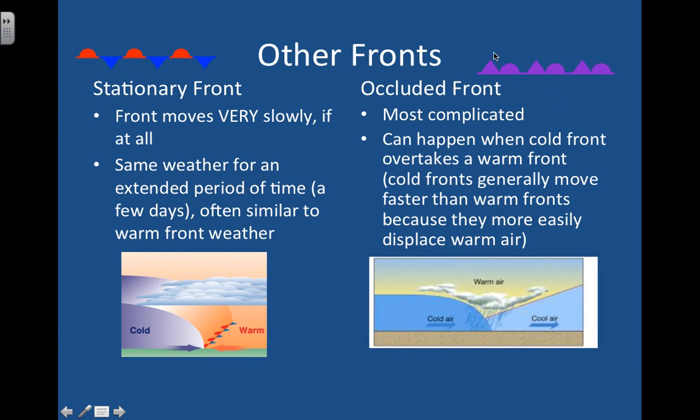The other type in purple, and we had one of those on our weather map, it's the most complicated type. And it can happen when a cold front overtakes a warm front, so the two fronts kind of crash into each other. It happens because cold fronts move faster than warm fronts, so if a cold front crashes into a warm front, you get an occluded front. And you get loads of precipitation at those. Once again, these two are not required, they're optional for this class.